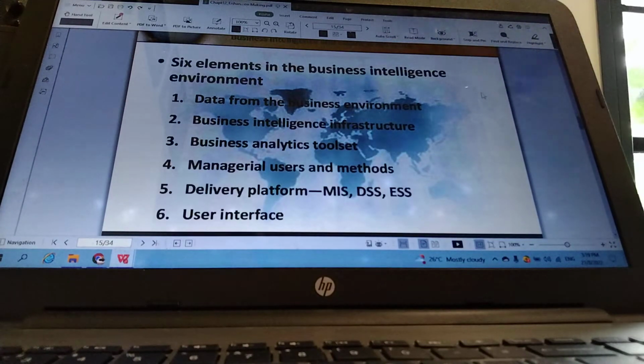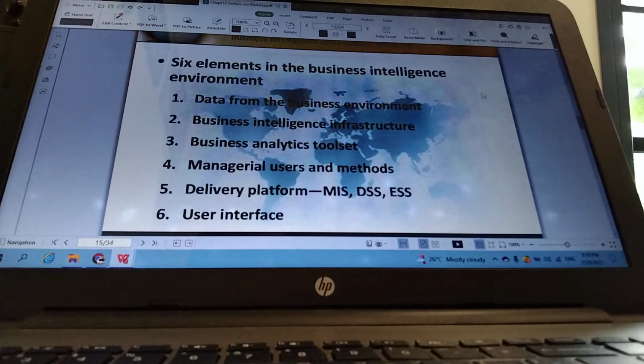So under BI and BA, what we're going to do is take a look at 6 elements in the BI environment itself. What are the 6 elements in the business intelligence environment? And they are: one, data from the business environment. One of the most critical and important elements is definitely the data.